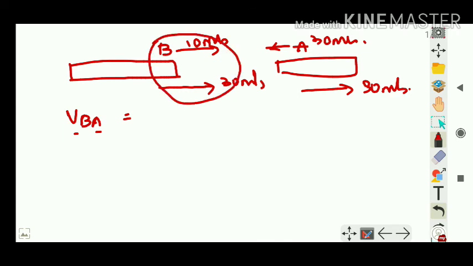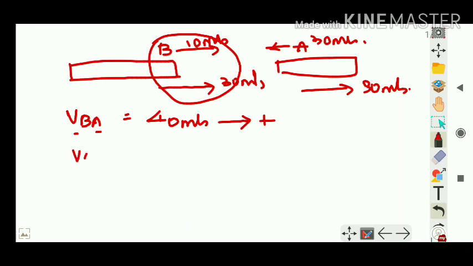It is 10 plus 30, both are in the same direction, right? It is 30 meter, sorry, 40. Sorry, I made a mistake of adding. It becomes 40 meter per second, right? In which direction? In this direction, that is positive. Clear? Easy, right? We did it in a very simple method.